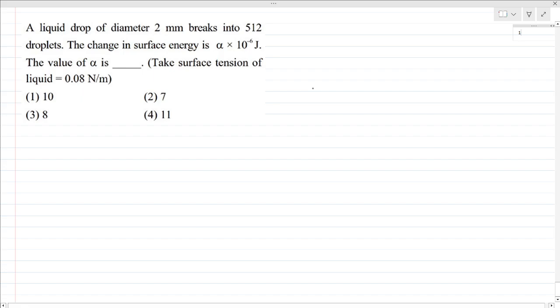A liquid drop of diameter 2 mm breaks into 512 droplets. The change in surface energy is alpha into 10 to the minus 6 joule. The value of alpha is dash, and the surface tension is given.